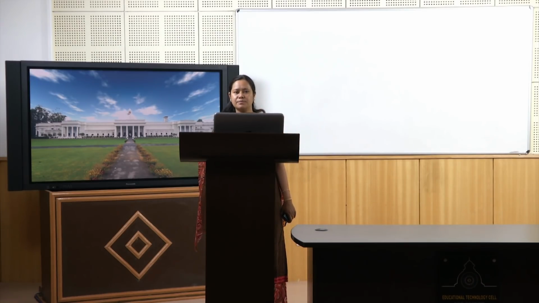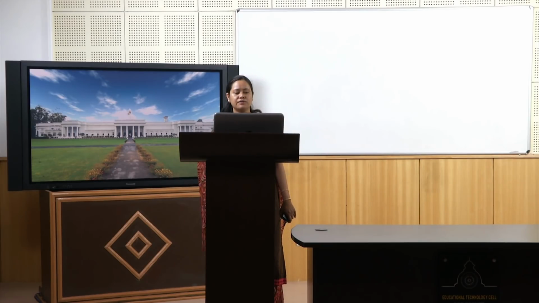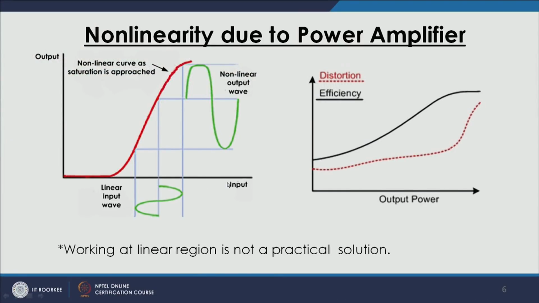Now, what is the problem in this scenario? As long as it is working in the linear region, there is no problem, but when it starts working in the non-linear region here, then we have problems. Here we are showing a nonlinear system where we apply a signal at the input, and the output is shown on the y axis in this form. We can see that when the input wave is sinusoidal and working in the linear range, the output is the amplified version and it is sinusoidal in nature.